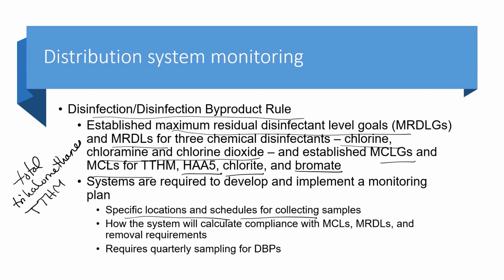And they have to have schedules for collecting samples, determines how they calculate compliance, whether they have removal requirements, and requires quarterly sampling for disinfection byproducts and reporting of those results to the primacy agency. And that is the state environmental agency in every state except Wyoming. Wyoming has given the EPA primacy, so it doesn't have its own agency.